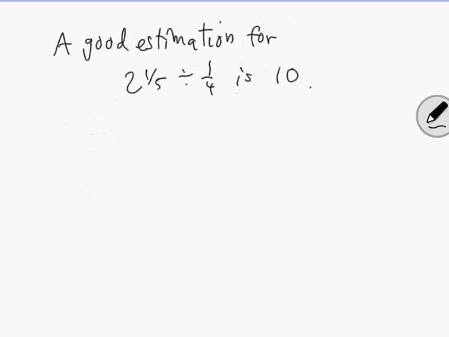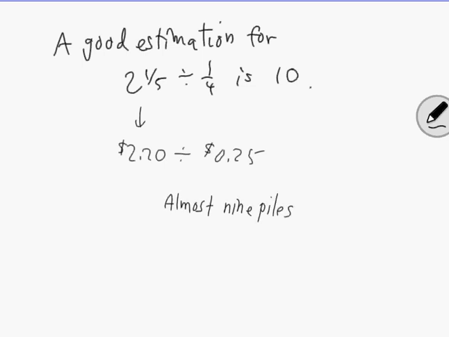Question 4 says a good estimation for 2 1/5 divided by a quarter is 10. Now remember, for our estimation, we're going to think about money. 2 1/5 is really $2.20 divided into piles of 25 cents. If I do that, 4 piles would be $1, 8 piles would be $2. I can make almost 9 piles. Since it says the good estimation is 10, we have to say that's false, because the good estimation would be 8 something, not 10.